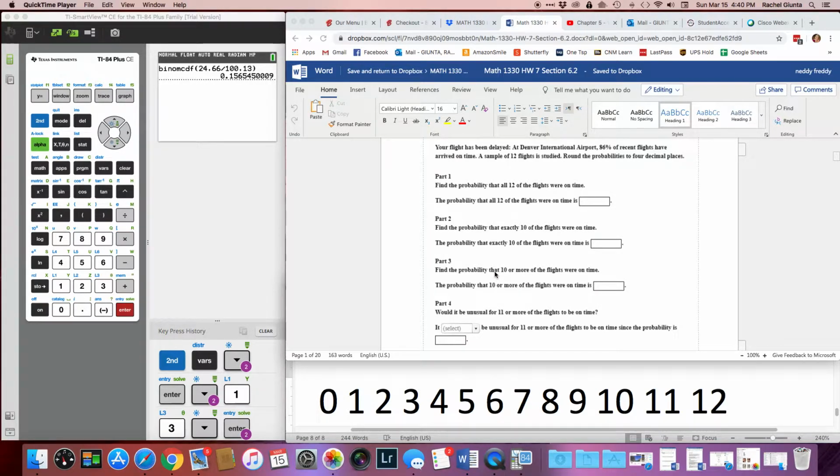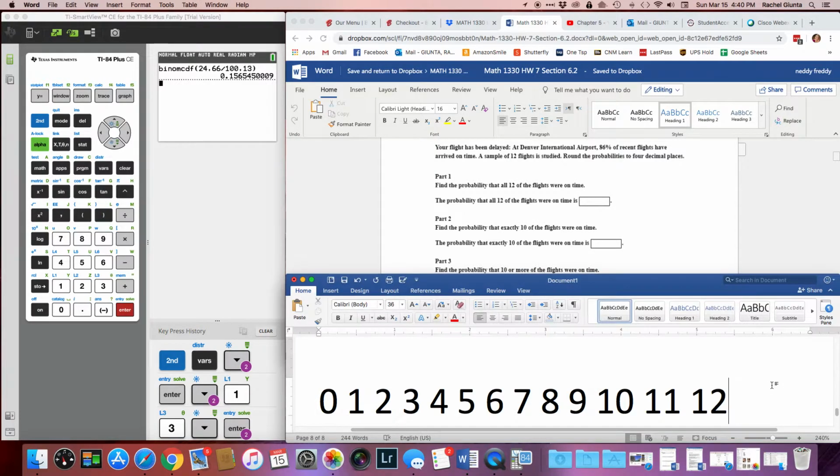So, probability that 10 or more flights are on time. We're now back to the one where the flights have been delayed. Sample size is 12 flights, so this represents the 12 flights. Probability that 10 or more of the flights were on time. So if we highlight that, that's what we want: 10 or more, 10, 11, or 12.